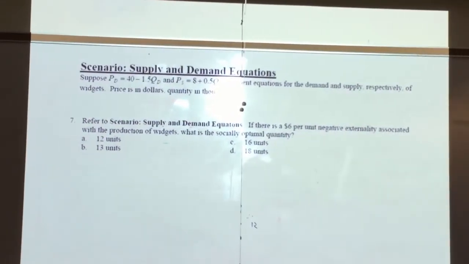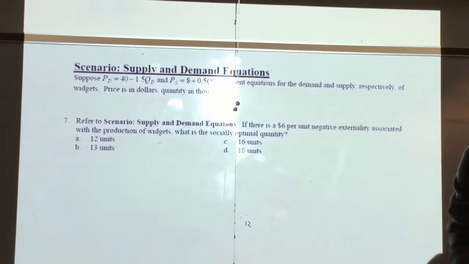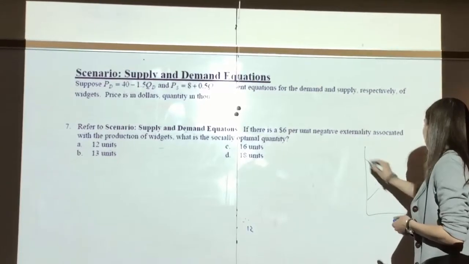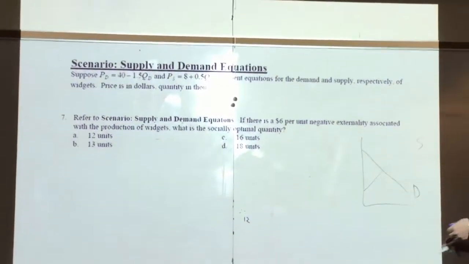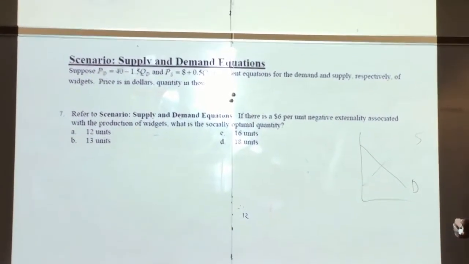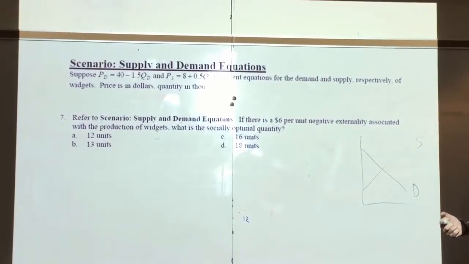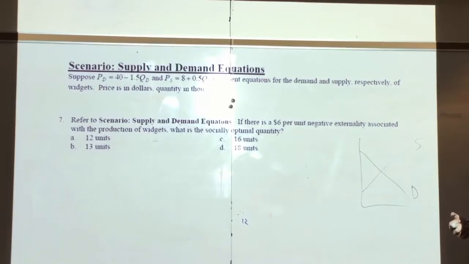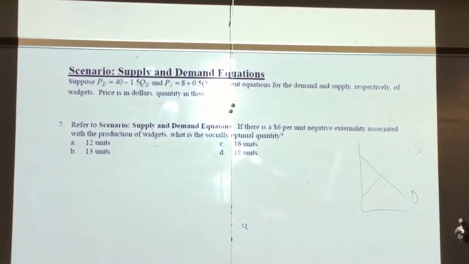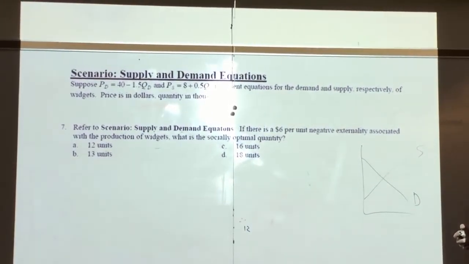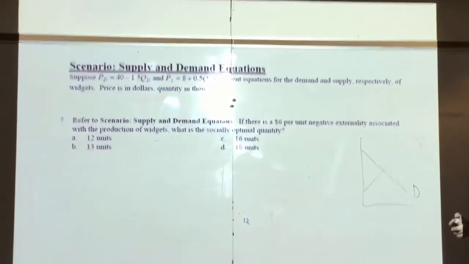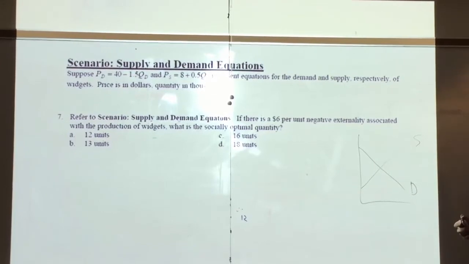All right. So if you have a regular supply and demand, and you have a negative externality, how do you fix it? How do you fix a negative externality? What does the government need to do? Subsidize? Negative externality: tax. Right. When they tax, what happens to the supply curve?